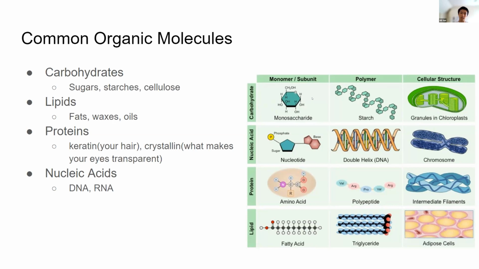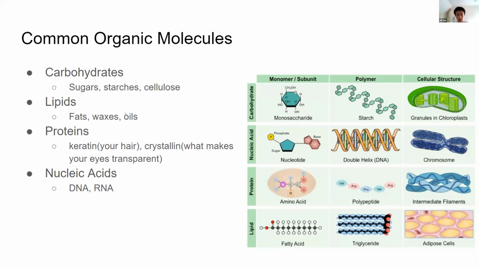The simple unit, or the monomer, of this class of organic molecules is called a monosaccharide. It just means one unit, like a single sugar. The most common ones you may hear about are glucose or galactose, and they generally take the form of a ring. These individual subunits can be grouped together to form a polymer, which is a long chain of these, which you can see to the right, such as starch or cellulose.